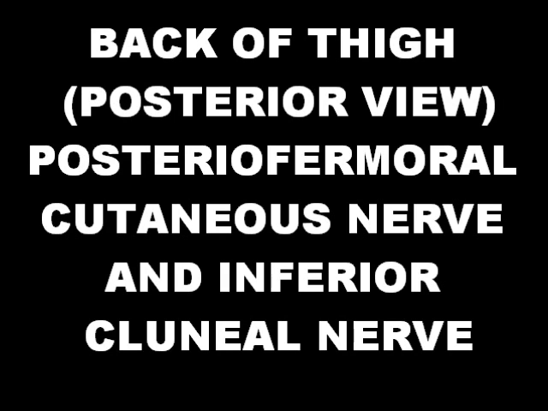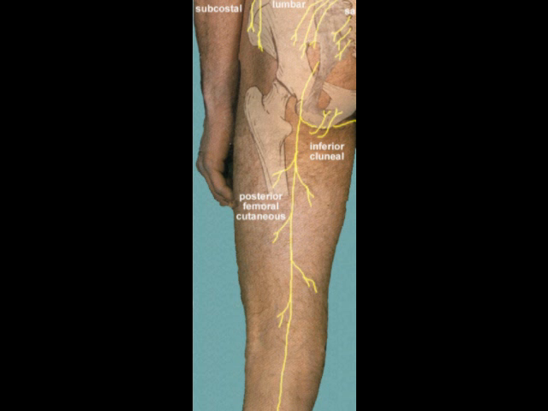Okay, now we're going to talk about the back of the thigh, also called the posterior view. We're going to talk about the posterior femoral cutaneous nerve and the inferior cluneal nerve. Okay, this is the posterior or rear back view of the buttocks, basically, and the thigh and the leg there. You can also, which is nice, see the parts of the bones of the pelvis and the femur or the thigh bone.